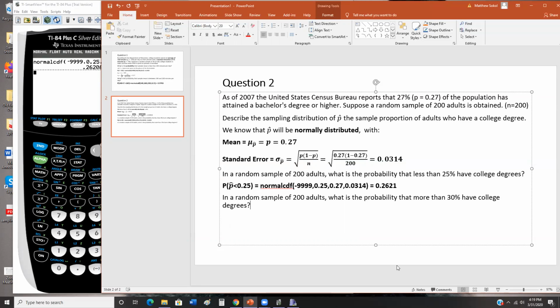All right, let's just do the last question here. In a random sample of 200 adults, what's the probability that more than 30% have a college degree? So now it's the probability that p hat is greater than 0.30. Here it's just going to be the normal CDF always. Since I want greater than, my lower value is going to be 0.30, and the top value is going to be something ridiculous like 99999. The mean doesn't change, it's 0.27, and the standard error doesn't change either.